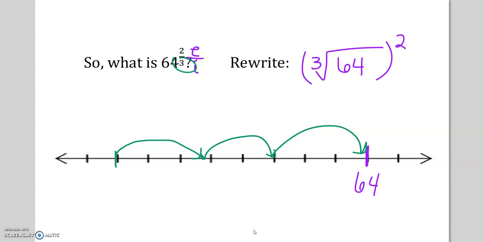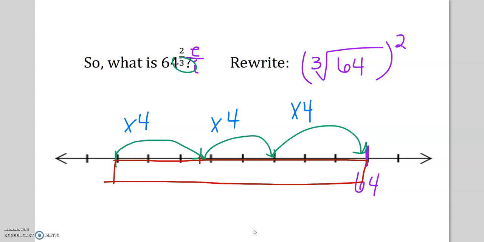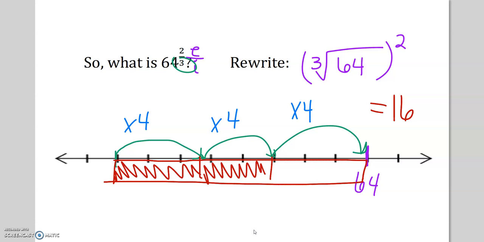We made 3 jumps to get there. And what would each of those jumps need to be to get to 64? What times itself 3 times gets us 64? Well, that would be times 4, times 4, times 4. And so the final question we ask ourselves is, what is 2/3 of the way to 64? Well, it's this piece and this piece. So it's 4 times 4, which is 16. So either way works. I really like the visual of the number line. It really helps me see what we're really thinking of, but you can always rewrite it as a radical.